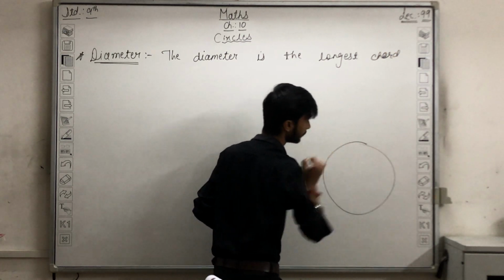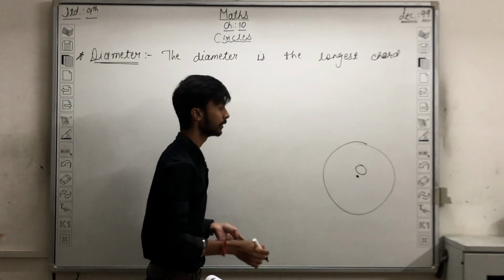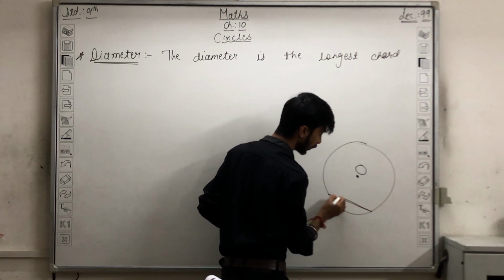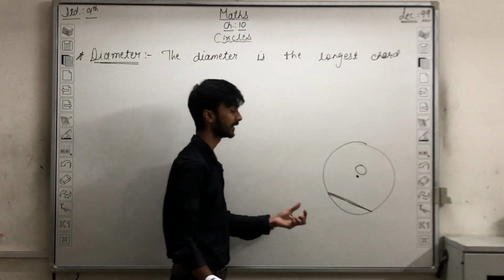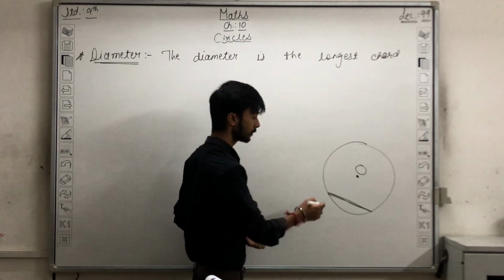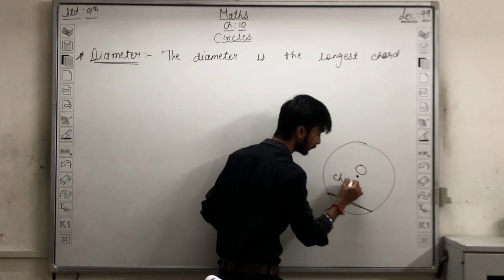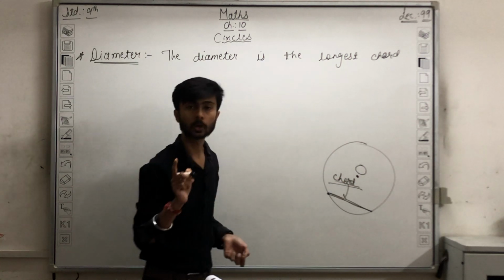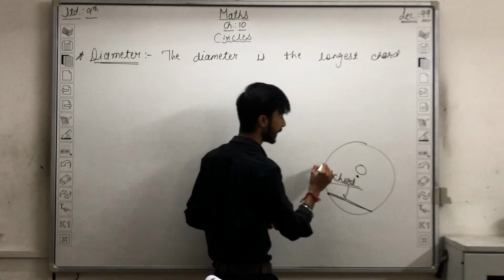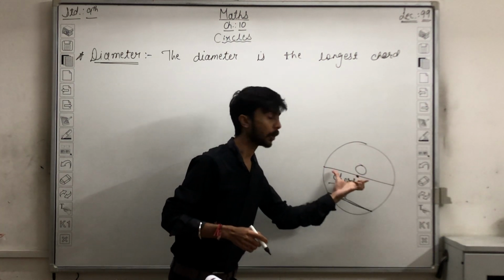So this is the circle and O is the center of the circle. If we join any 2 points on the circle, then it is called a chord. That means a line segment joining 2 points on the circle. So this line segment is called a chord. But that particular chord passing through the center is called the diameter. And we also call this the longest chord.